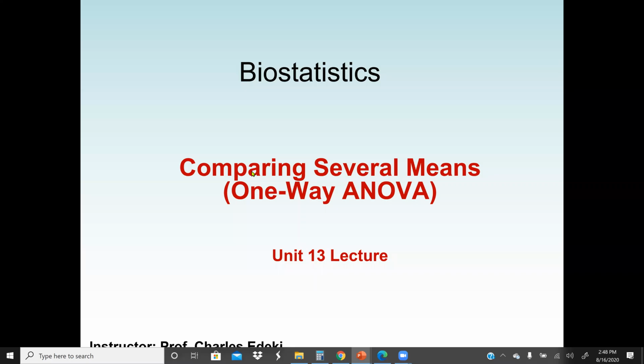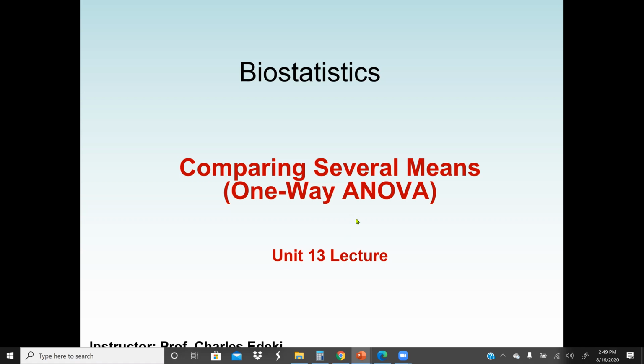Again, welcome to Biostatistics. In these lectures, we're going to study one-way ANOVA. The main reason we use one-way ANOVA is when we have more than two samples or more than two populations to compare. For example, if I have three groups of samples or populations and I want to do hypothesis testing to compare their means or any characteristics, most likely I'll use one-way ANOVA.